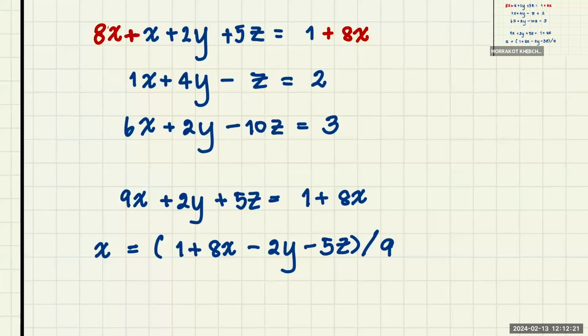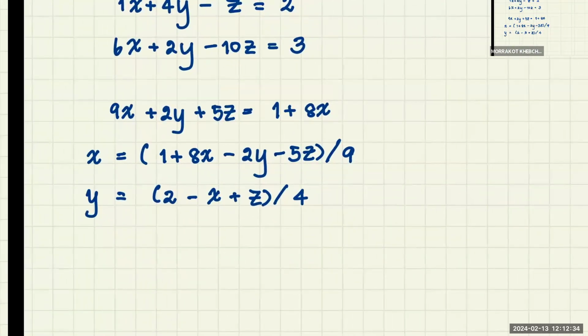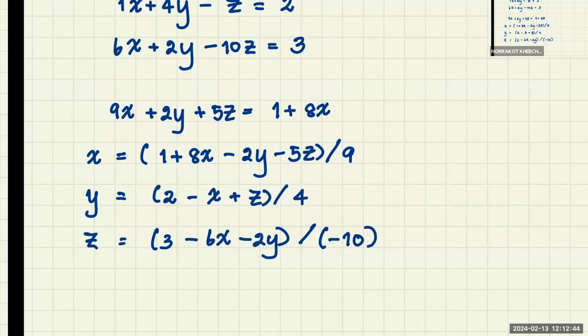And then for the second equation, it's okay: 2 minus x plus z divided by 4. And then we have z equal to 3 minus 6x minus 2y divided by negative 10. Okay? One more, I show the result of this scheme, both Jacobi and Gauss-Seidel.